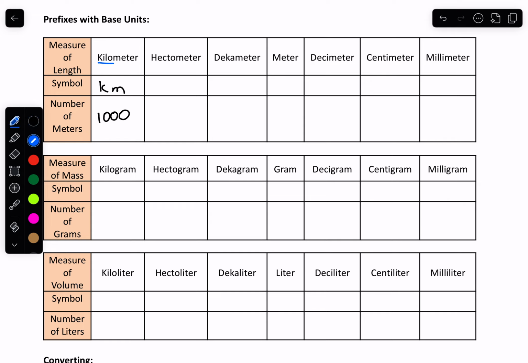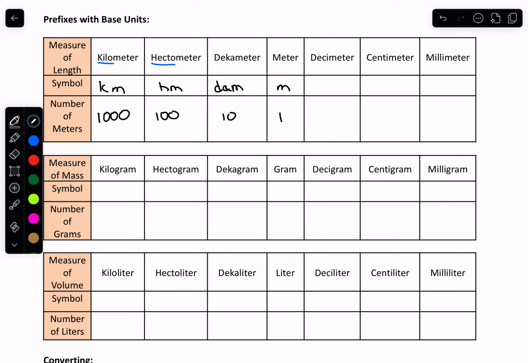The next one has hecto in front. The symbol for hecto is an H. So this is hm. And hecto means to multiply the base unit by 100. So there are 100 meters in a hectometer. Next, we have a decameter. The symbol for deca is da. And then because it's a meter, we attach the m to it. So dam is decameter. There are 10 meters in a decameter. The symbol for meter itself is just m. And there is, of course, 1 meter in a meter.